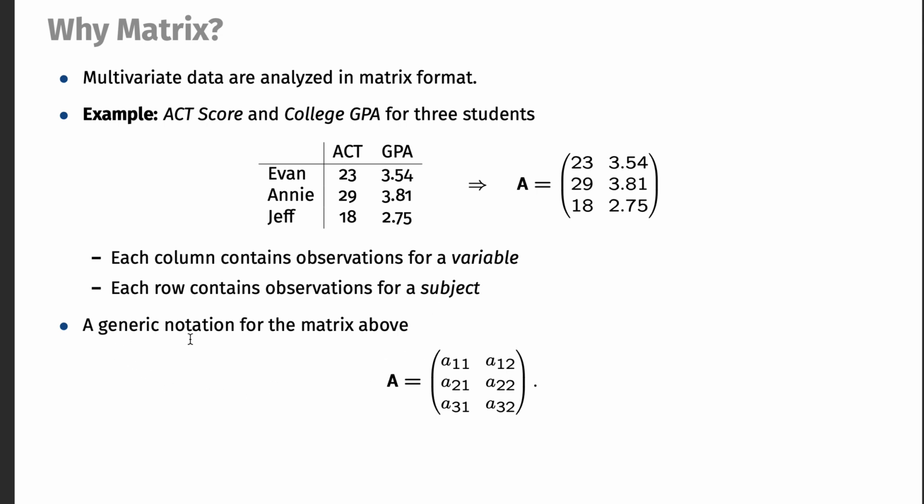So the generic notation for the matrix above is a double subscript notation, A11. The first subscript indicates the row, the second identifies the column. First row, first column. Second row, first column. Third row, first column. And so on and so forth.